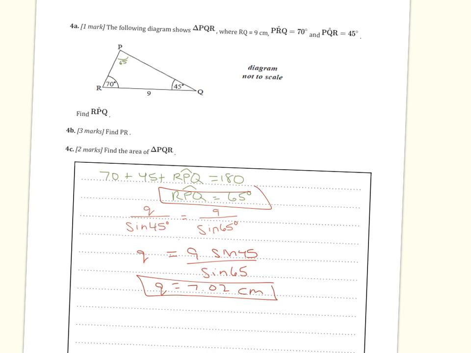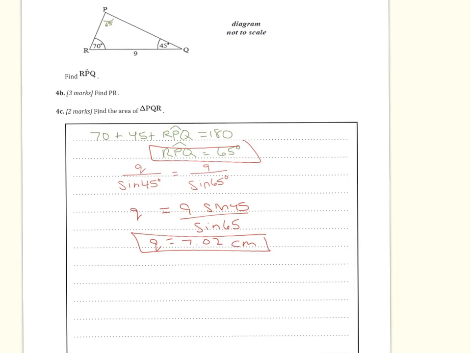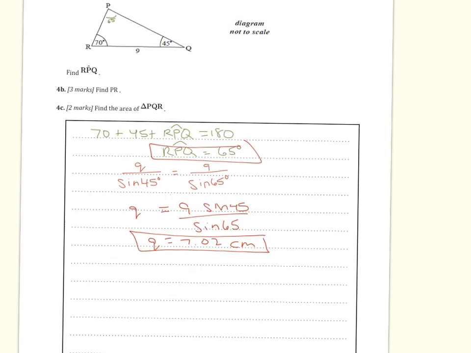Again, we don't know the base and the height, so we're going to use that 1/2 ab sine of C. All we need to know for that is two sides and the angle between them. So the two sides that we know are 7.02 and 9. The angle that we put for C has to be the angle that's between 7.02 and 9. So it's this angle here at 70 degrees.